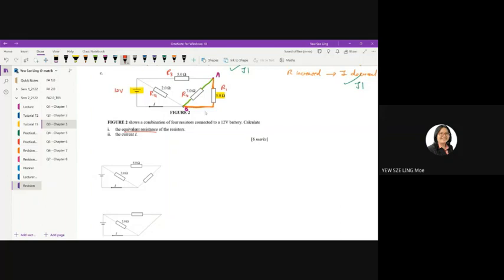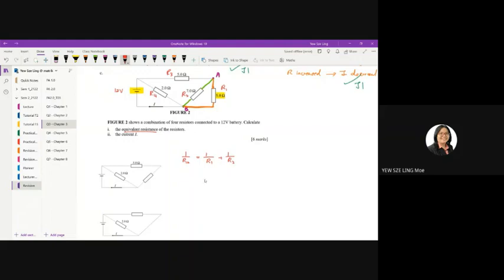Now that I have the simplest orange color path and the simplest green color path, next step, I'm going to combine the green color and the orange color path together. So how am I going to combine it? The arrangements of R1 and R2, these two resistors are arranged in parallel. So I'm going to combine them by using 1 over R12 equals 1 over R1 plus 1 over R2.